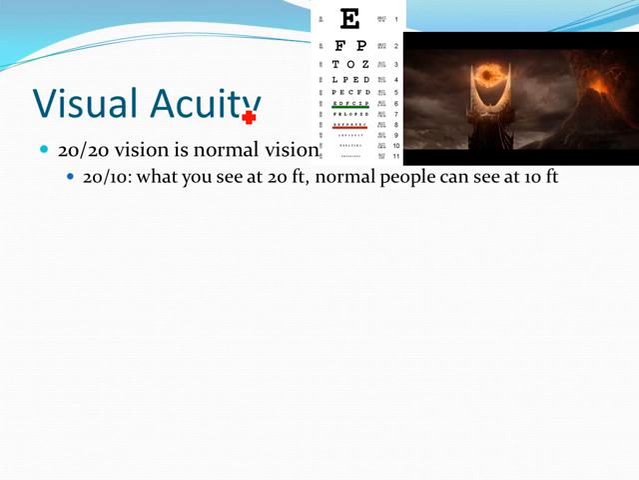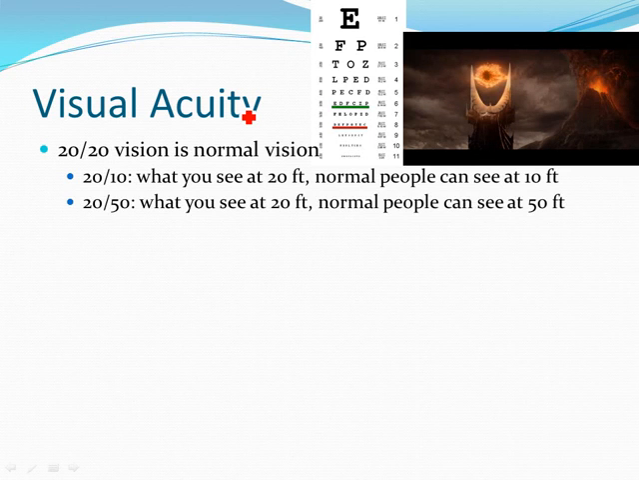No, you're right. You're right. So which means that what you can see at 20 feet, other people, normal people, can see at 15 feet, right? They have to get closer to be able to see it.